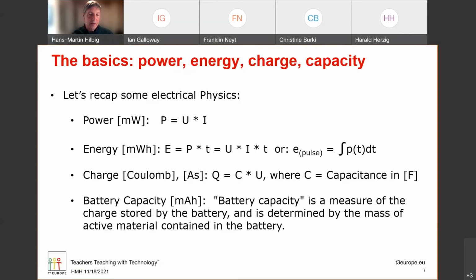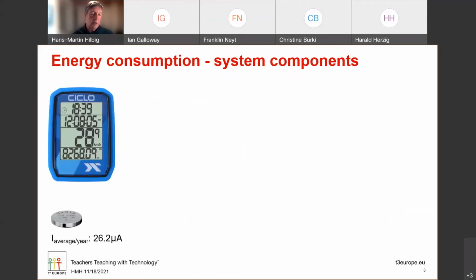We need the milliwatt hours domain as well as the charge or capacity domain. All right, with this, I think we are about ready for our Safari. As I mentioned a couple of times before, the average current to make a coin cell last a year is 26.2 microamps. So this is my reference here when I look at the system components of this bike computer.